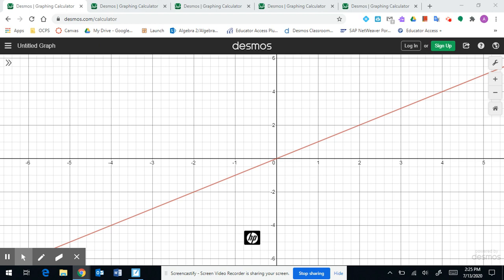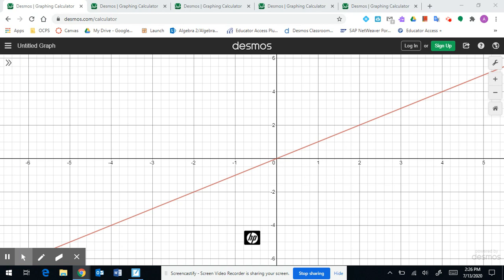I'm going to go over domain and range of 5 different parent functions, starting with the linear function on the screen. This is the equation y equals x. It's just a line, slope of 1. This is the linear parent function. I'm going to show you the domain and range using this graph.